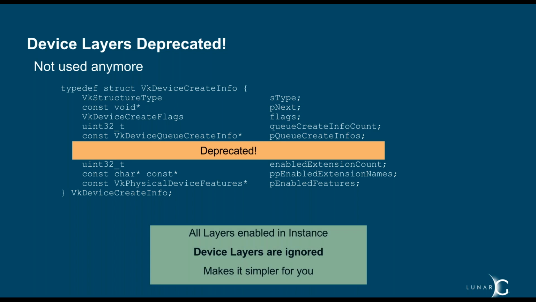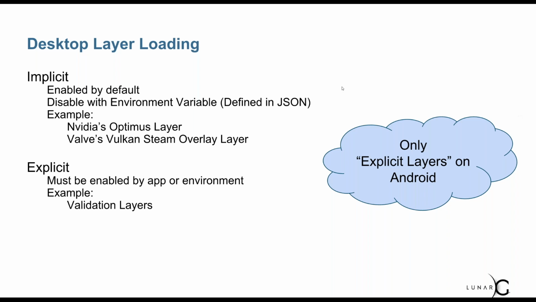The reason for that is, since device layers are deprecated, the loader's just going to ignore them. If you set those, it shouldn't cause any actual problems, but it's still just best to set them to 0. So as a result, everything we talk about from here on out is going to be specific to instance layers, which are now the only type of layer around. There is still a further subdivision between the layers. We have both implicit and explicit layers.